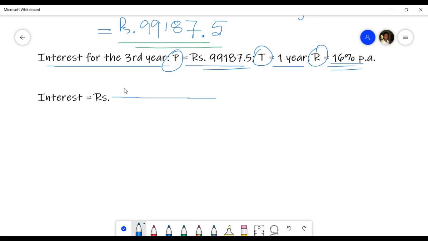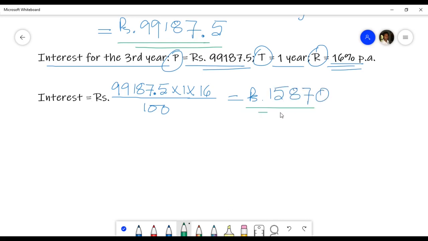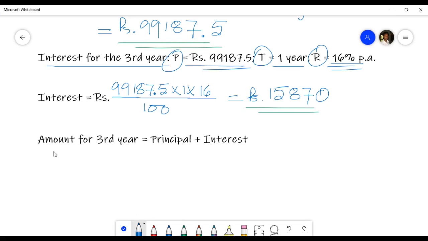So we'll find the interest using the formula PTR by 100. We'll just replace the values. After replacing the values and simplifying it further, we will get the interest for the third year as rupees 15,870. This is the interest for the third year, rupees 15,870.